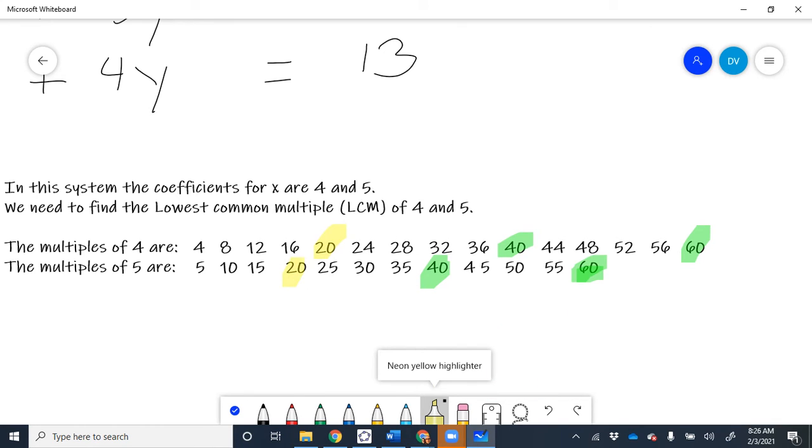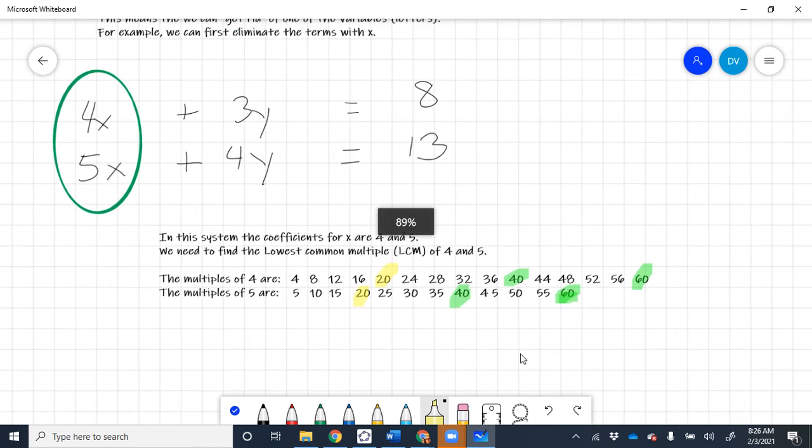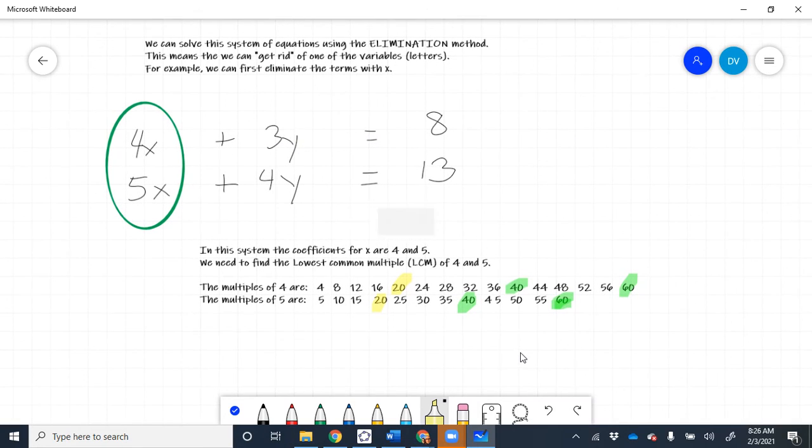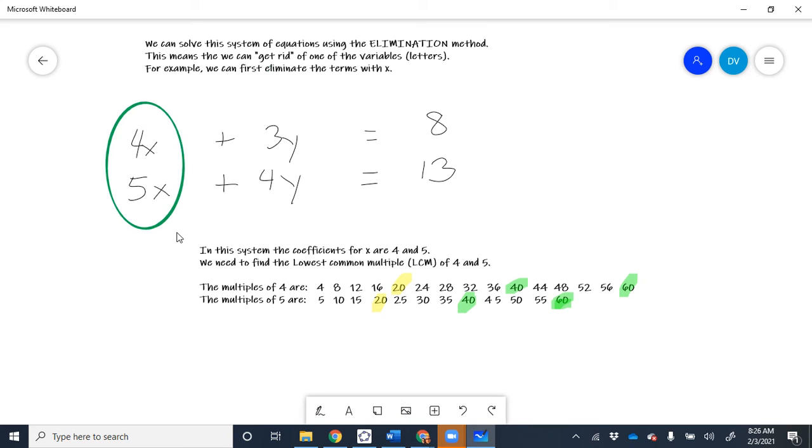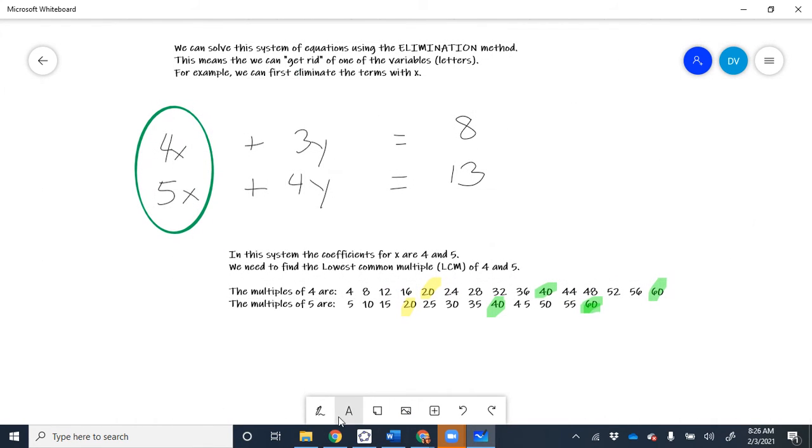So we could use any of these multiples that are common, but we want to use the lowest, the smallest, the easiest one. And so for that reason, we want both of those, that 4 and that 5, to have a positive 20 and a negative 20. Okay, because 20 is our lowest common multiple. We want opposites. So I'm going to move this note out of the way, but we'll still be able to see it later.